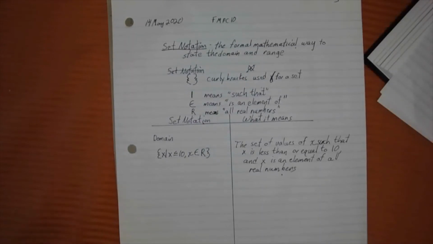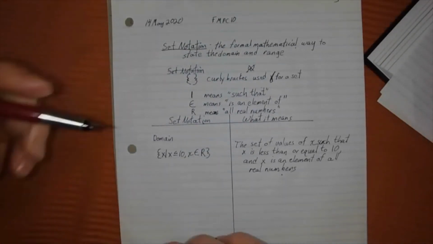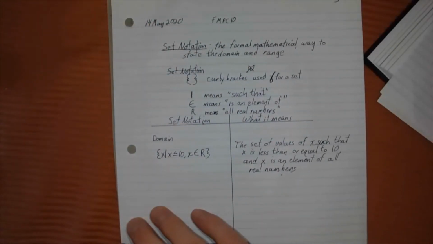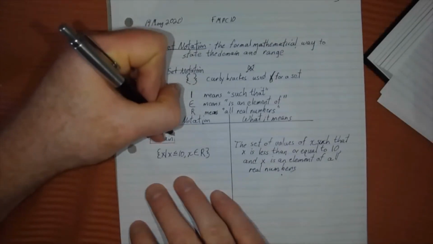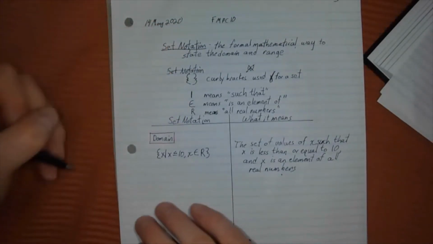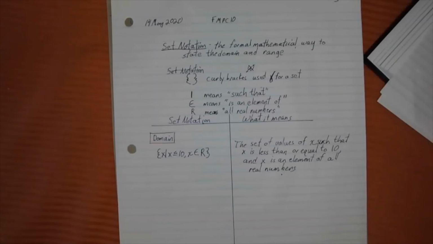And this can be written out nicely like that or in slightly other ways. So that's the domain. Let's put a little red box around that. Domain.